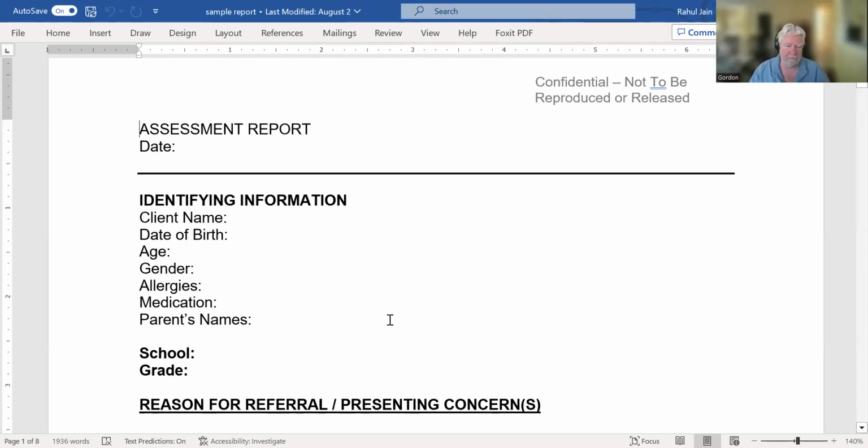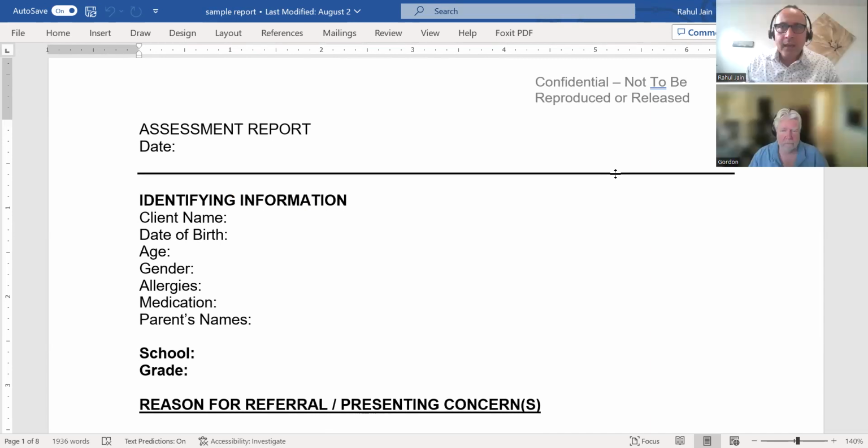Perfect. So this is the assessment template that I have used in the past, and I usually use it depending on my clientele population. Is it a young person? Is it an adult? Is it a senior? So this is pretty common. Identifying information: client's name, date of birth, age, gender, allergies. I mention allergies here because it's important.